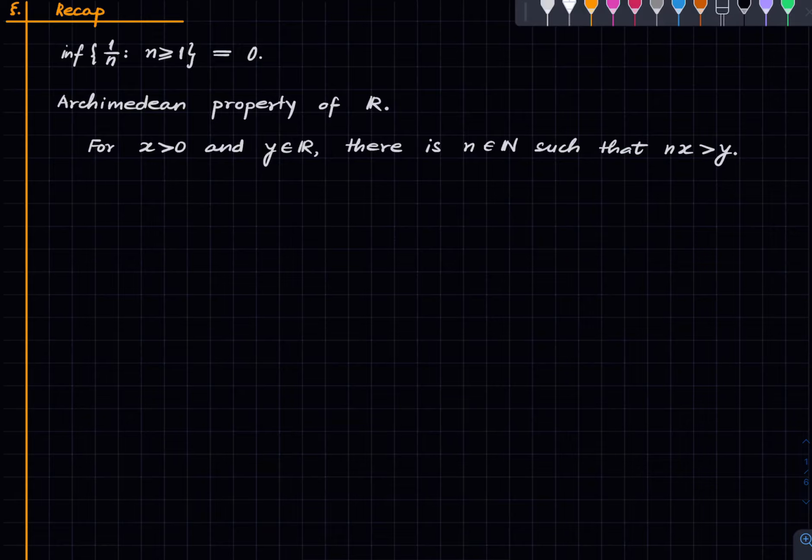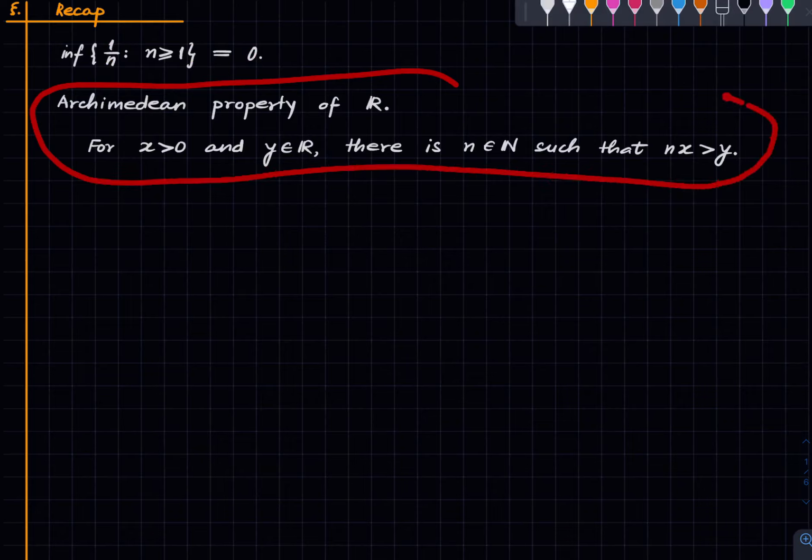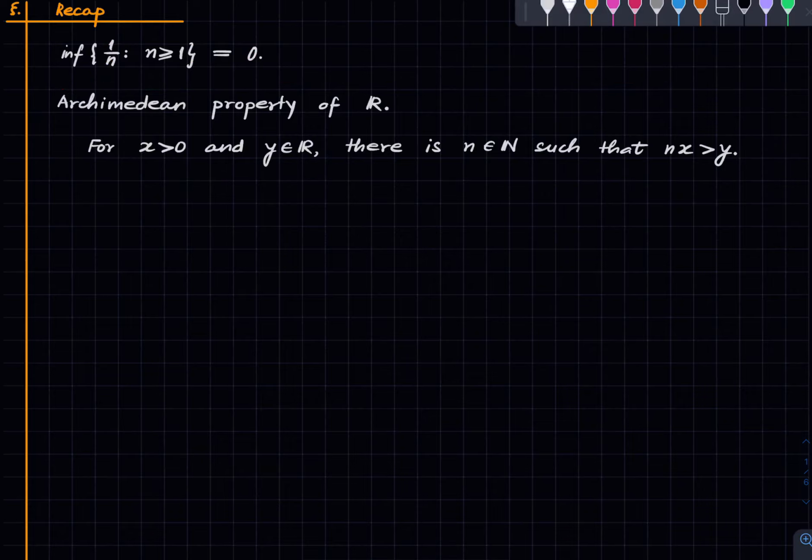So we need to know this fact that the infimum of the reciprocals of all the naturals is 0. Or you can forget about the previous one and remember just the Archimedean property, which says that whenever x is a positive real and y is any arbitrary real, then there is a natural number n such that n times x exceeds y. So they are more or less equivalent. One can prove one from the other, but at any rate, it's good to know both of them.